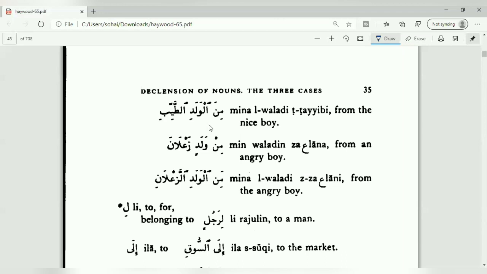Moving on, minal waladit tayyibi. Walad here, the boy, is genitive because it has the harf jar min before it, meaning from.